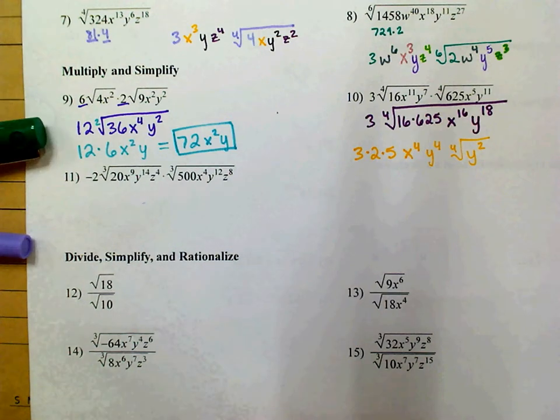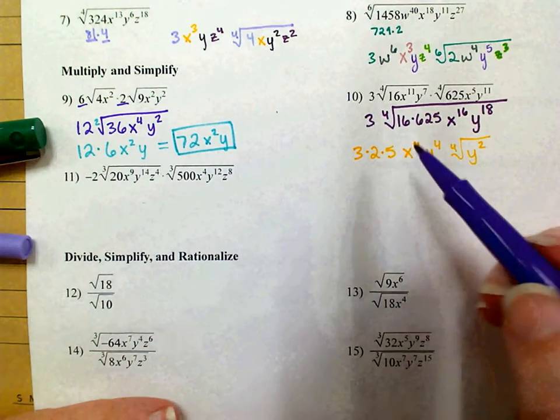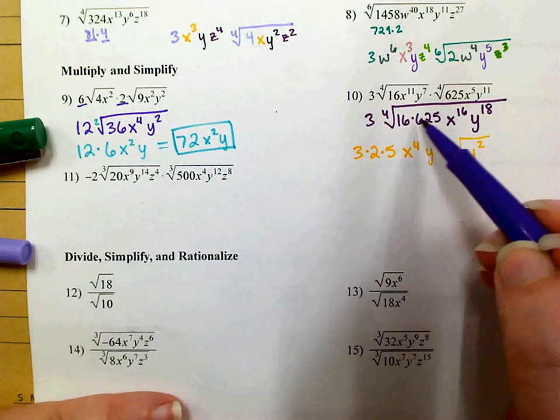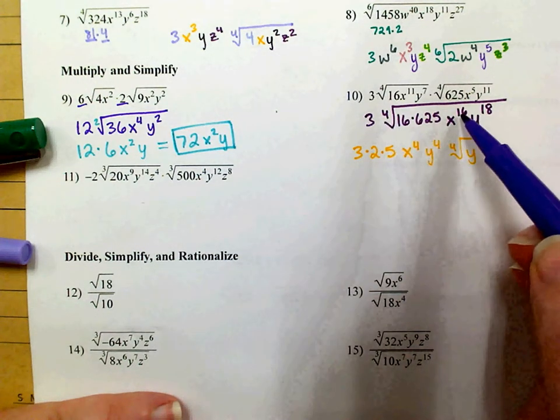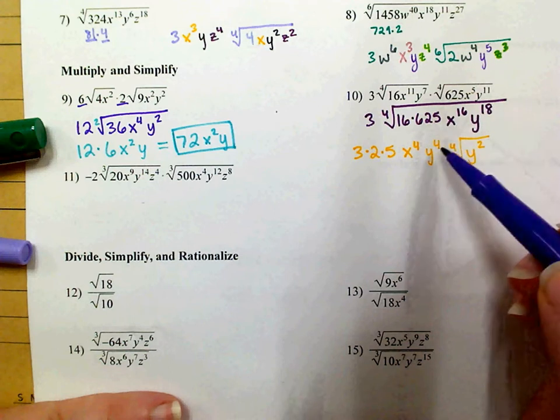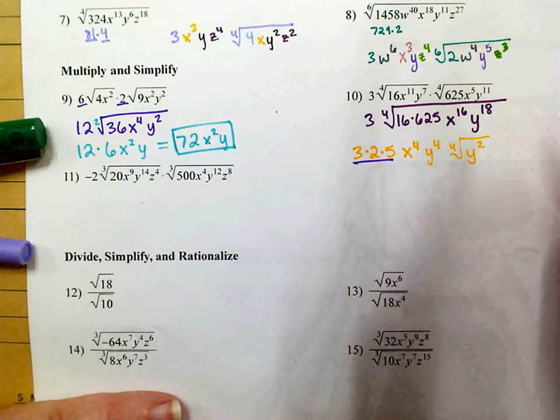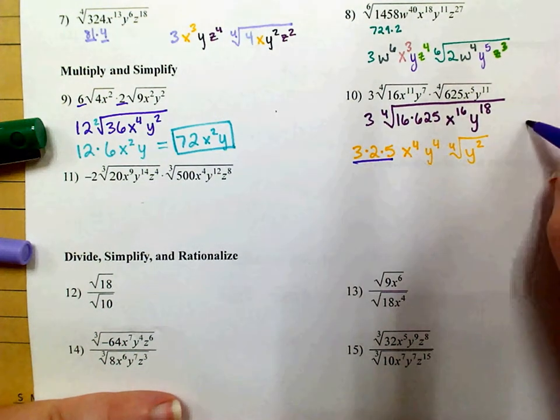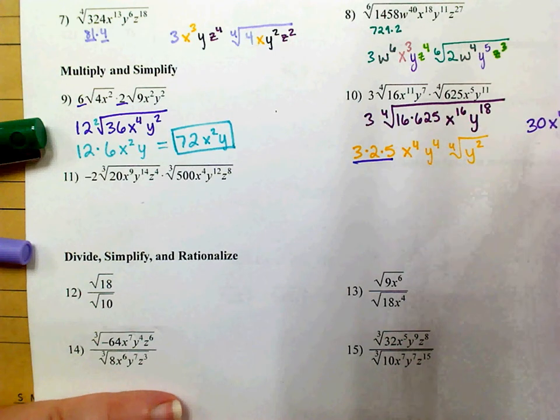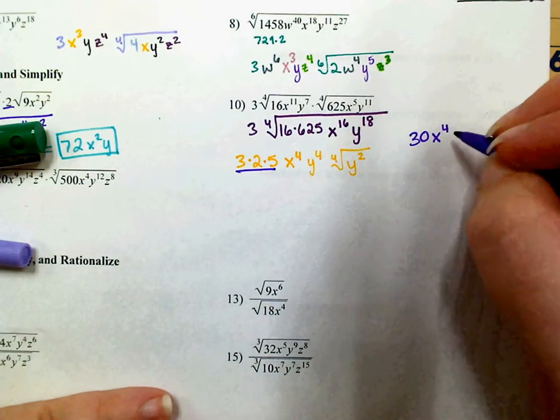So I basically just took the fourth root of that, that's 2. The fourth root of that is 5. The fourth root of x to the 16th is x to the fourth. 4 goes into 18 4 times with 1 left over, so then I combine. That's 6 times 5, that's 30. x to the fourth, y to the fourth, times the fourth root of y squared.